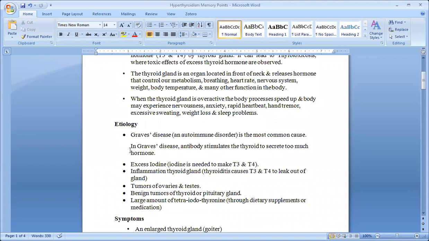So what is the etiology? Graves' disease, excessive iodine, inflammation of the thyroid gland, tumors of the ovaries and testes, benign tumors of the thyroid and pituitary gland, and a large amount of T4, that is tetraiodothyronine. These are the causes of hyperthyroidism.